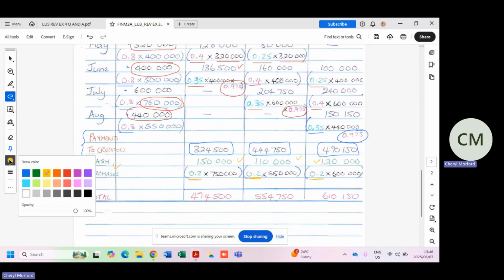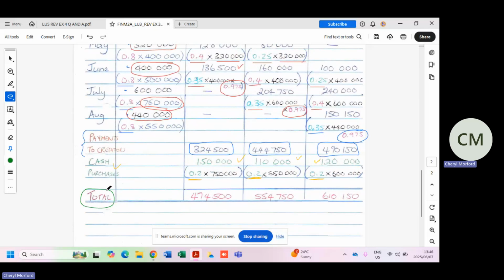Last step, almost there. What do we still need to do? Add it all together and look at the combined total for all purchases. So for July, we're going to take the 324,500 for credit, add that to the 150,000 cash, add the total at the bottom, 474,500. And there you have it. Just do the same for the other 2 months, and that, everybody, is how you do the payments for purchases.